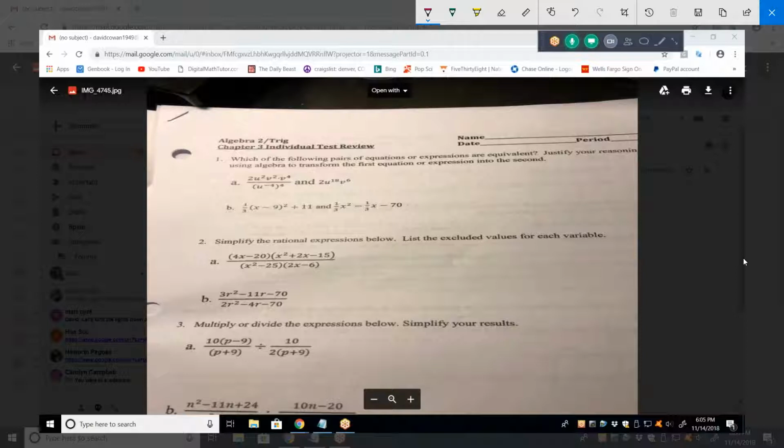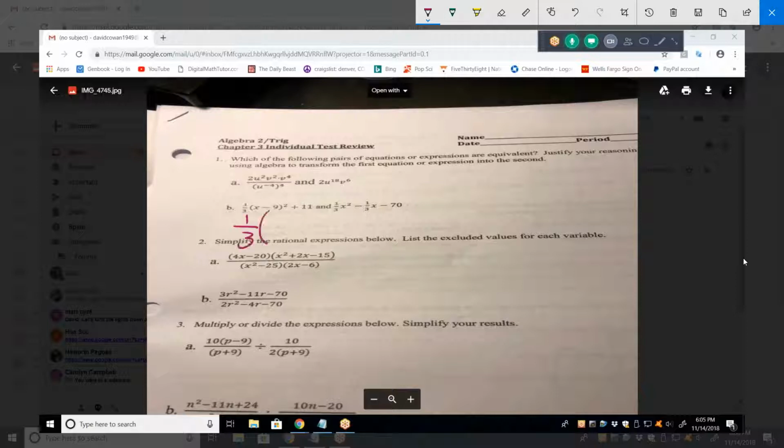What's the first thing? Can you read that okay? Or at least you're looking at the paper also, huh? Yeah. So, let me just have a gander at it. How are you going to tell if these are the same things or not? Would you just multiply out the x minus 9 squared in the parentheses? Perfect. What does that give you? Let's do it one step at a time.